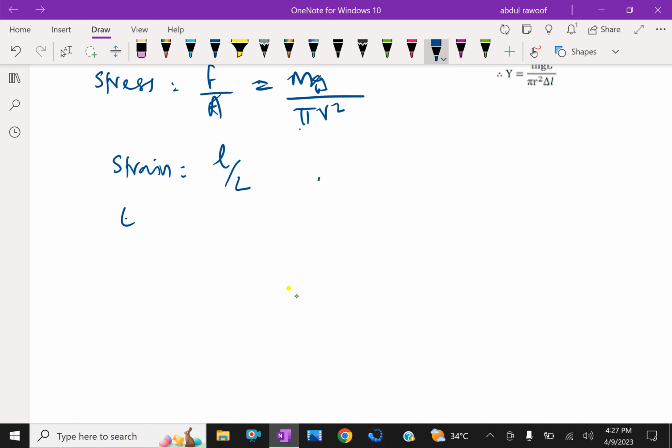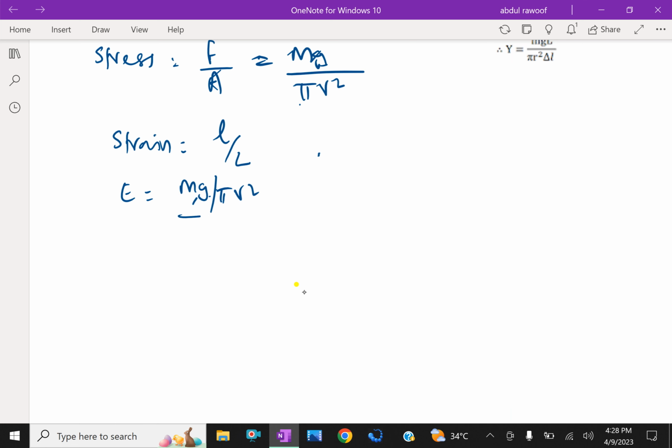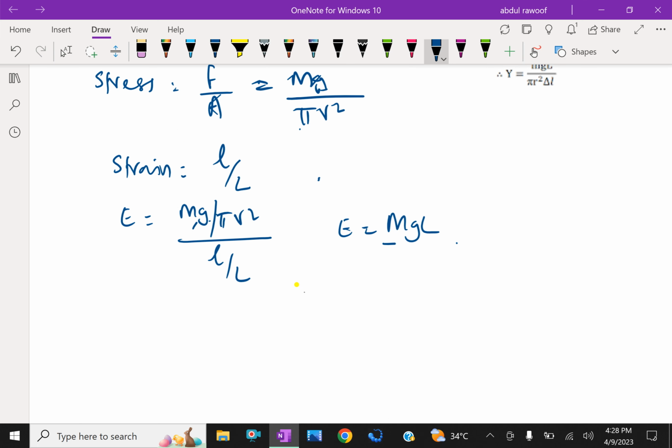Now Young's modulus equals stress by strain, which is equal to mg by pi r squared by delta L by L. By simplifying, we will get Young's modulus Y, we can write Y equals mgL by pi r squared delta L.